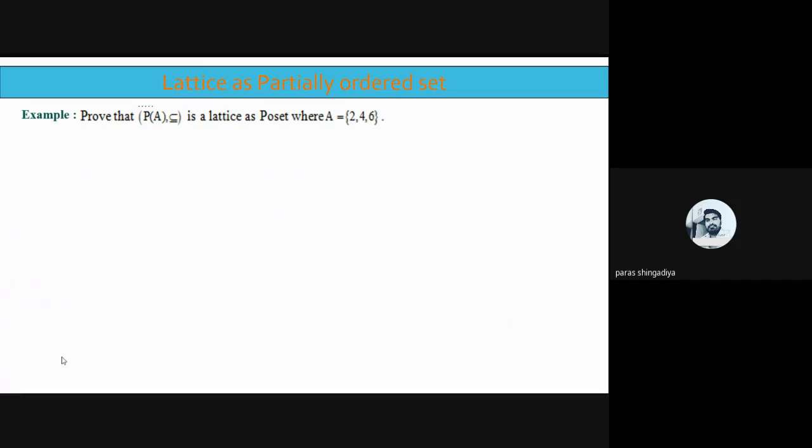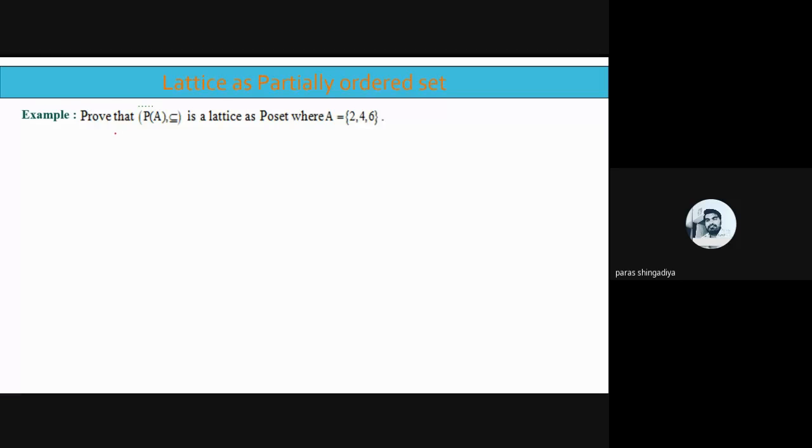And now in the third question, we have the subset relation. Okay, and the set here is 2, 4, and 6. P of A is given, A is given that: 2, 4, and 6. So let us check whether it is lattice as a poset or not. Okay. So here the solution is not mentioned in this slide. Clear? You just write down all its important points. Otherwise, after the solution, you just take its screenshot. Okay.